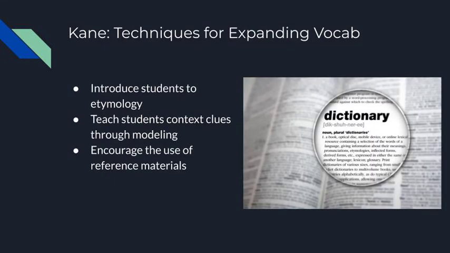Kane also includes some techniques for expanding a student's vocab that includes introducing them to etymology, the origin and the history behind the words, teaching students to use context clues through modeling. So we're reading a story together as a class, and a word comes up that not everyone might be familiar with. Let's take the time to see how we can understand its meaning. And then, of course, encourage the use of reference materials, whether it's looking up a word on their phone or using a dictionary. Figuring out how to understand what the word means is a big part of the challenge.